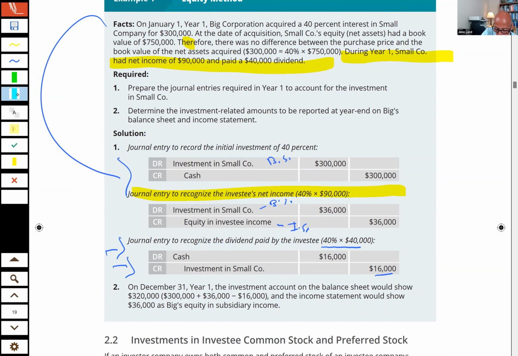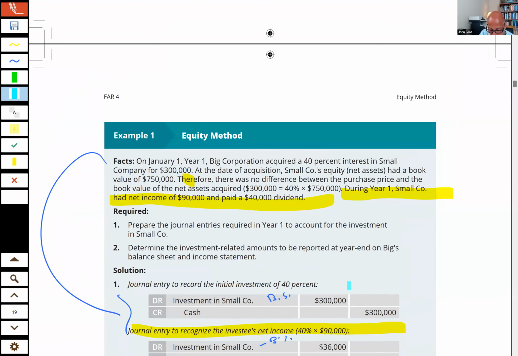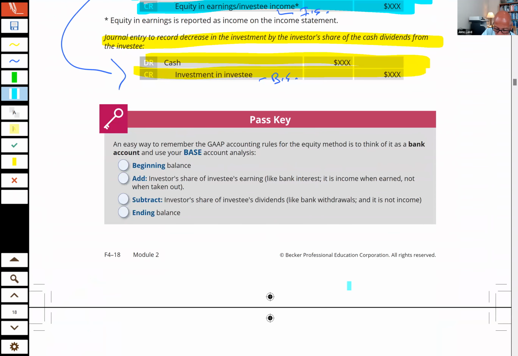Now, what questions will often ask you is, at December 31st, what should we be showing on the balance sheet for the investment account? The answer would be the beginning 300,000 plus the 36,000 minus the 16,000 we took out for the dividend. Thus, this passkey up here that you should flashcard is the BASE mnemonic. You start with whatever the balance was at the beginning. You add our share of the net income. So we had 300,000.